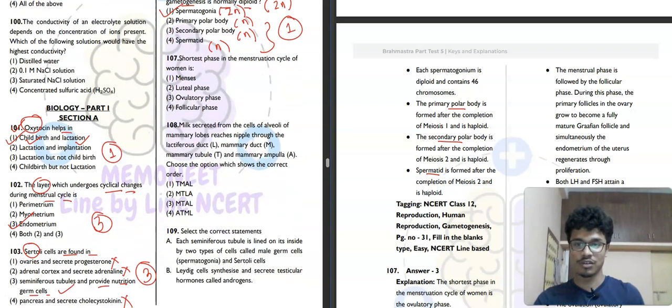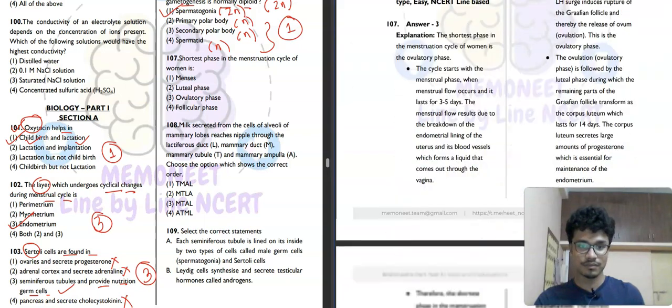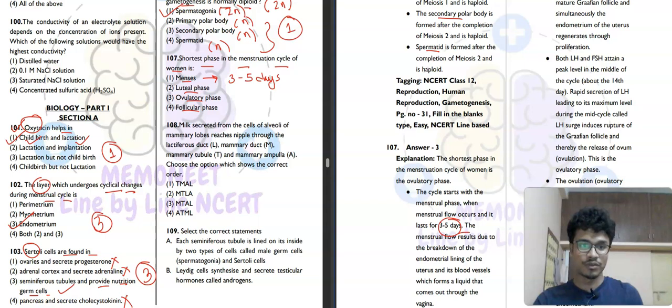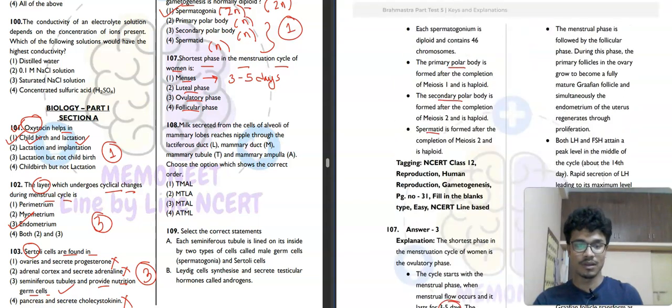Moving towards the next question, question number 107. It is saying that the shortest phase of the menstrual cycle in a woman is menses, luteal phase, ovulatory phase, or follicular phase. You can see that the menses basically last from 3 to 5 days. And now the next one, the luteal phase. The luteal phase basically lasts 14 days.